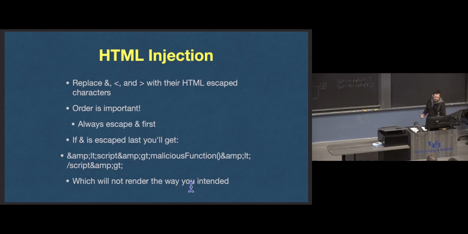The user's going to see ampersand, because this will render as ampersand, and then LT semicolon script, ampersand GT semicolon. That's what the user's going to see, not the original text that was submitted. So just make sure you do this in the right order. Ampersand first, and then the other two, just so you don't escape the escaped characters.